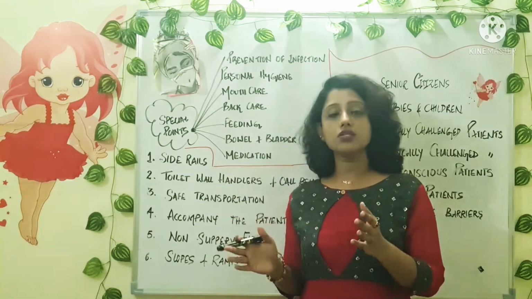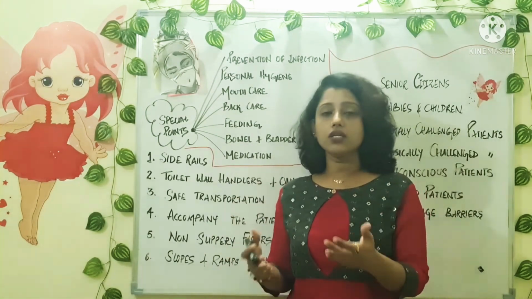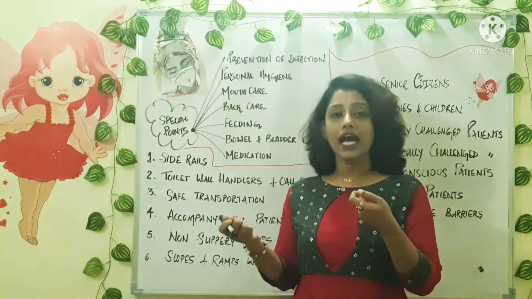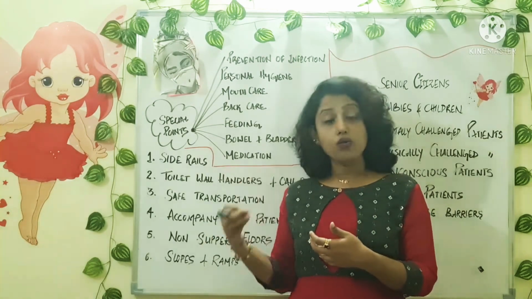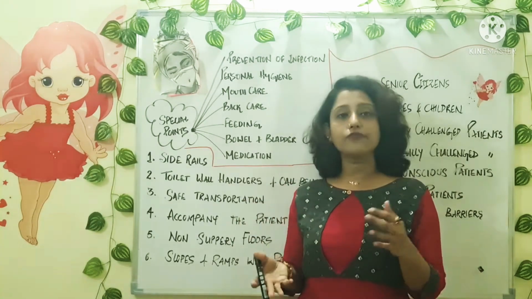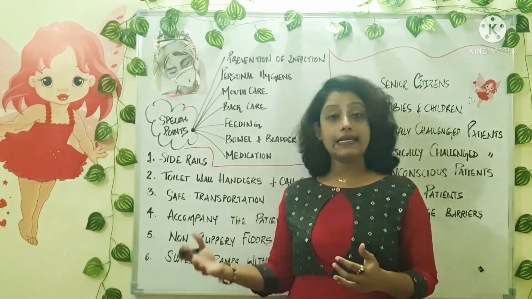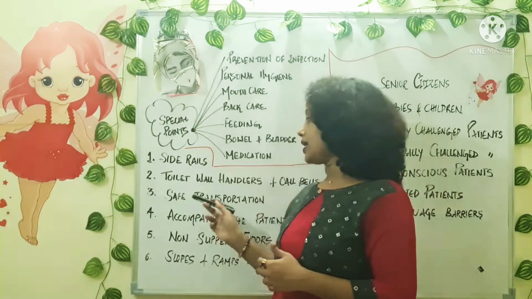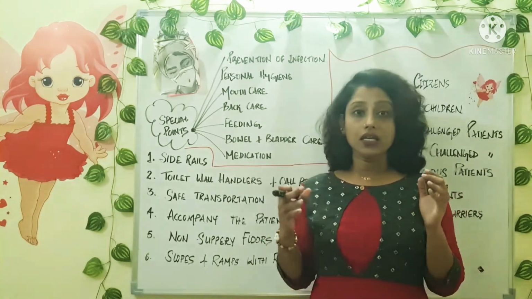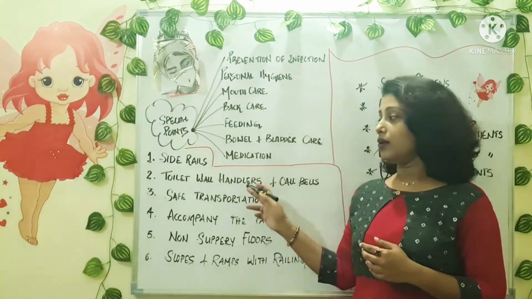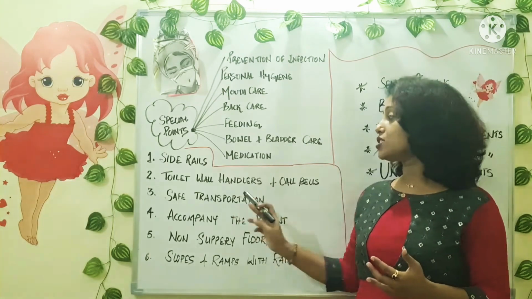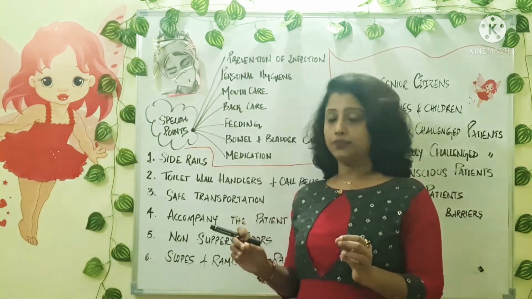Okay, if you are not going to do any procedures, you must make sure that you raise the side rails. And also, if there is any attendant or patient relative with the patient, you have to educate them to make sure that the side rails are always raised up. Next is toilet wall handlers and call bells. The relatives must be aware of these while they are with the patients. So you have to make sure that the call bells as well as the toilet wall handlers are in function.